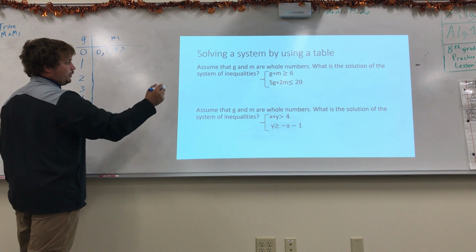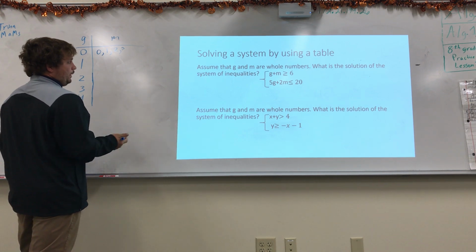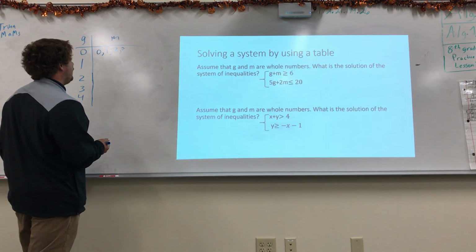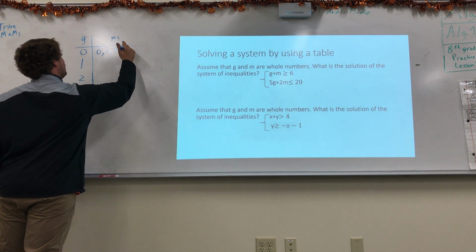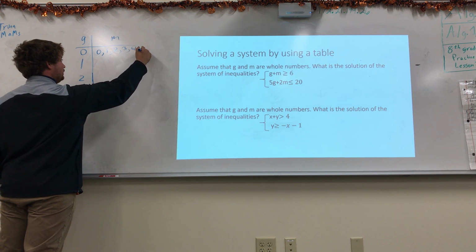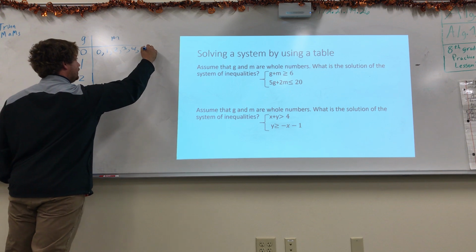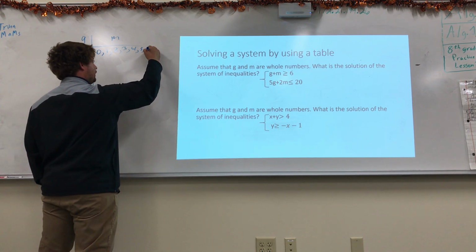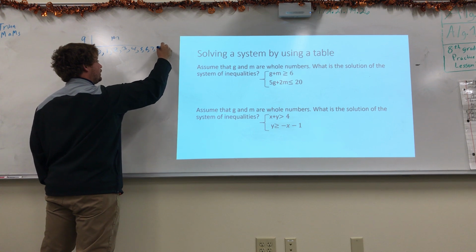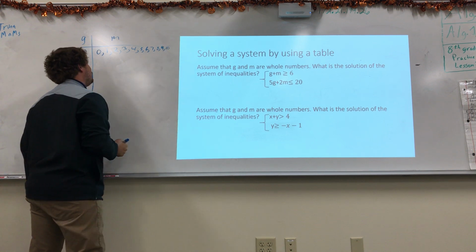3, once again, the first part is 0, subbing in for G on the bottom one, and you get 3. Well, it does work because that would be 6. 4 would work because that's 8. 5 would work because that's 10. 6 would work because that's 12. 7 would work because that is 14. 8 would work because that's 16. 9 would work, and 10 would work. Anything above 10 will not.